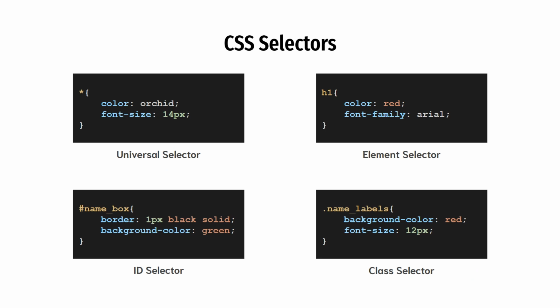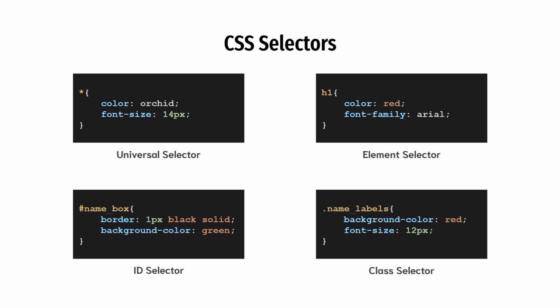The first one is the universal selector. The universal selector selects all the elements present inside the HTML document and applies the CSS to them. The universal selector is denoted by star. The second type of CSS selector is the element selector. Suppose we want to apply the CSS to all H1s or the heading ones, how can we do that? We just write the H1 and then we write the CSS and the CSS is applied to all the H1.